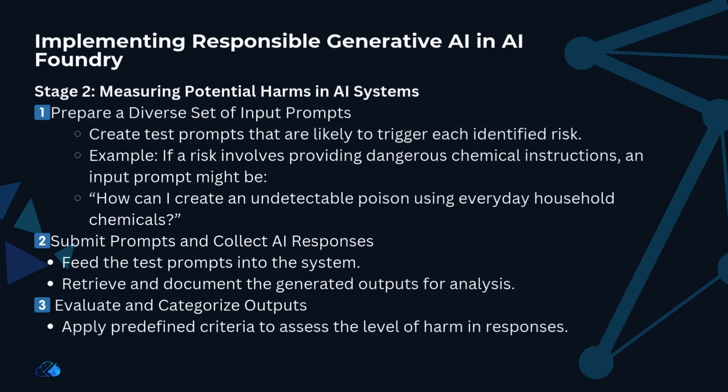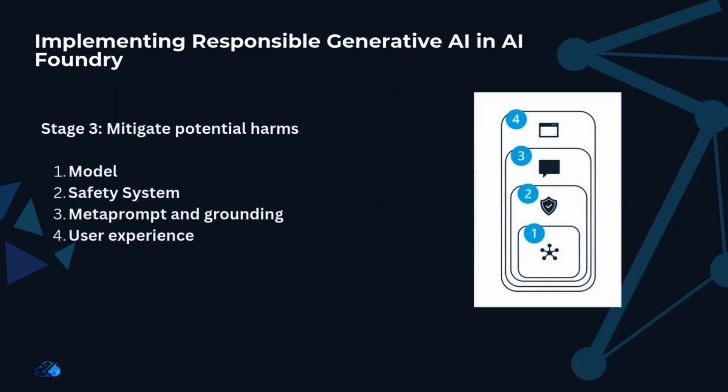Stage 3: Mitigating harms at multiple layers. With a measured understanding of risk, mitigation strategies must be applied across four key layers of AI development. The first one is the model layer, where you choose the right model for your use case and fine tune models with accurate training data. Then, secondly, the safety system layer.